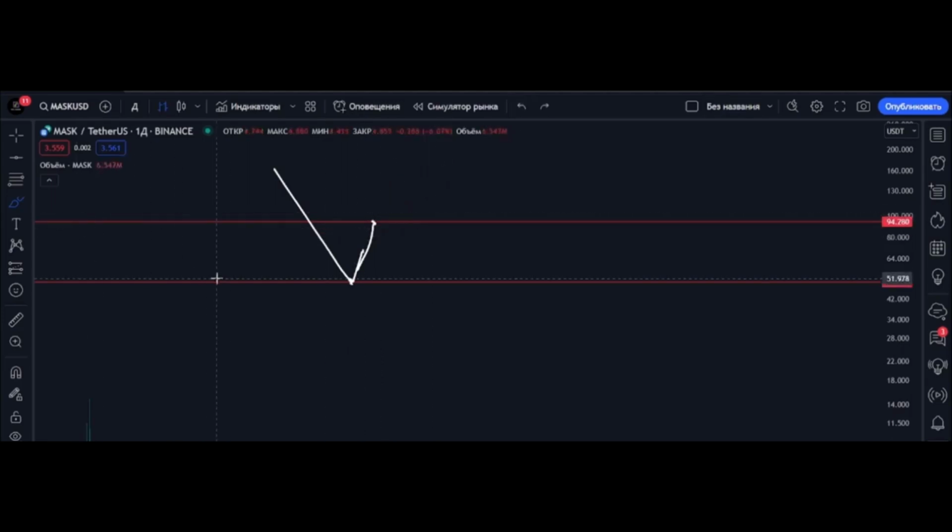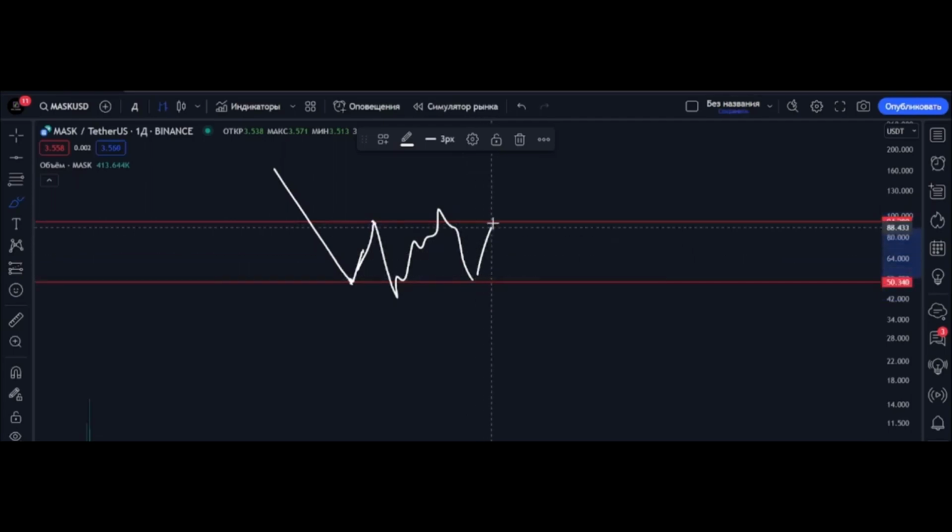So we're not going to break the structure. A big player will never break a picture against himself. Consequently, he will save up here. He will even make some false breakdowns. Yeah, we're going up and down from here. Up and down, we may not get it.